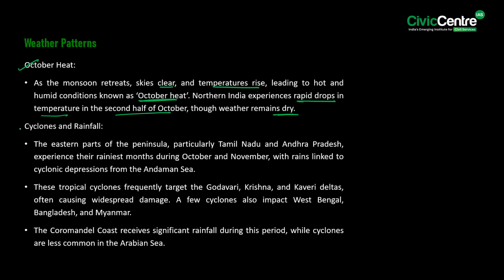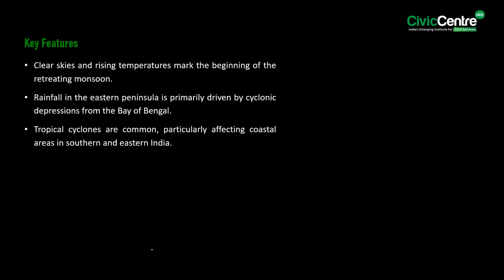Then, about the cyclones and rainfall. See, the eastern parts of the peninsula, particularly Tamil Nadu and Andhra Pradesh, experience their rainiest months during October and November, with the rains linked to cyclonic depressions from the Andaman Sea. Furthermore, these tropical cyclones frequently target the Godavari, Krishna, and Kaveri deltas, often causing widespread damage. Notably, a few cyclones also impact West Bengal, Bangladesh, and Myanmar. Know that the Coromandel coast receives significant rainfall during this period, while cyclones are less common in the Arabian Sea.